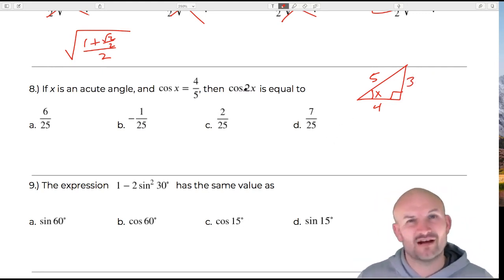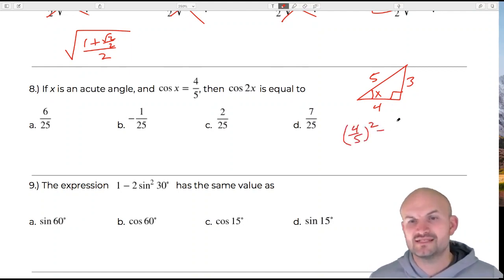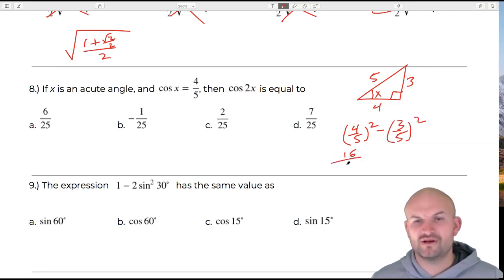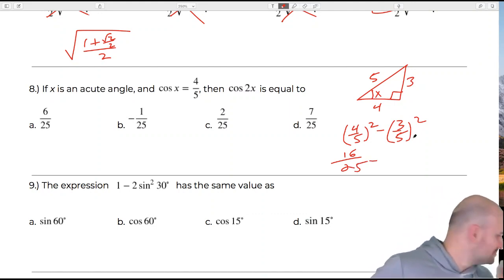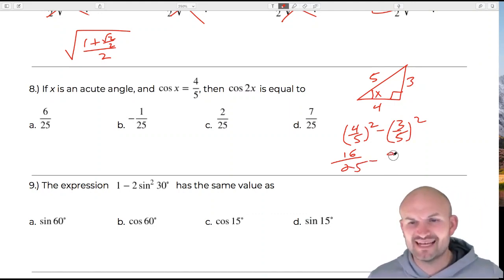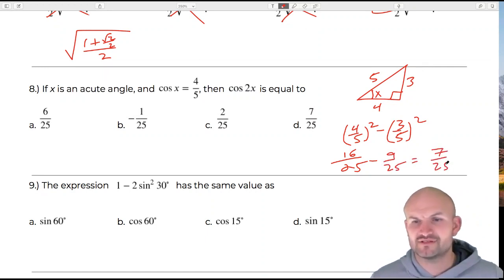The formula that I always like to use is cosine squared minus sine squared. So I'm just going to take the cosine, 4 over 5 squared, minus the sine squared, 3 over 5 squared. Okay, so I have 16/25 minus 9/25, which is going to give me 7/25, which is D.